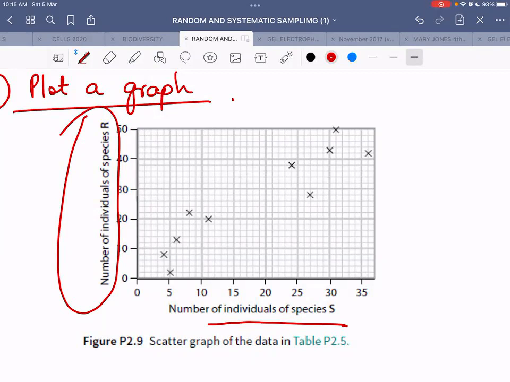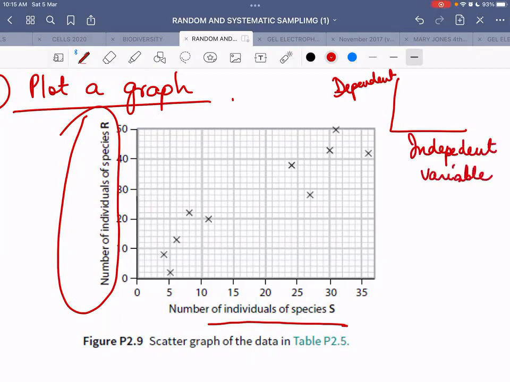क्योंकि हम जब अपने normal graph बनाते हैं, जैसे हम P3 में बनाते थे, तो in that case it was very important to always plot the dependent variable on the y-axis and the independent variable on the x-axis. ये बात पता है मरियम? Yes, miss. The independent variable is always plotted on the x-axis and the dependent variable is always plotted on the y-axis. यहाँ पे when you are plotting a scatter graph, you will not worry about that because it doesn't matter, right?